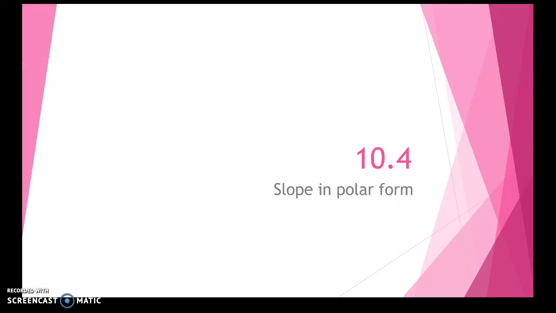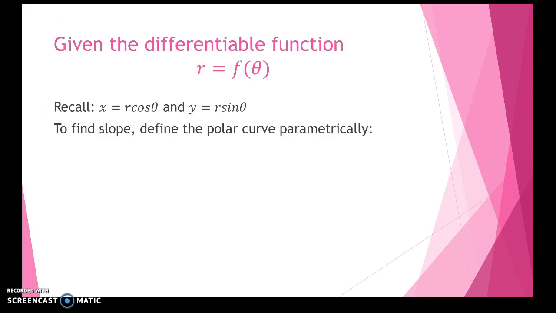Okay, we're looking at 10 for slope in polar form. Given the differentiable function r equals f of theta. Remember when we were doing our conversions between rectangular and polar, x was equal to r times the cosine of theta, and y was equal to r times the sine of theta.